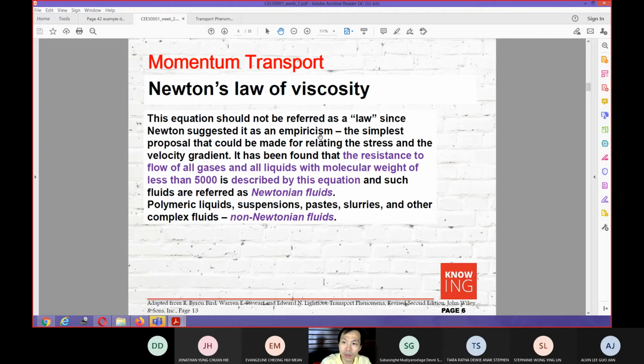This equation should not actually be referred to as a law, because when Newton derived it, it was suggested as an empiricism. Okay, it has been found that the Newtonian fluids can be described by this particular equation, but not so for the non-Newtonian fluids. So non-Newtonian fluids is something that cannot be described using this equation, and it basically covers something like polymeric liquid, suspension, paste, slurries, and other complex fluids.